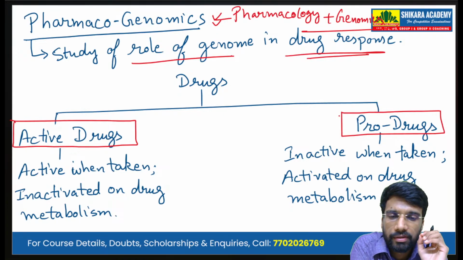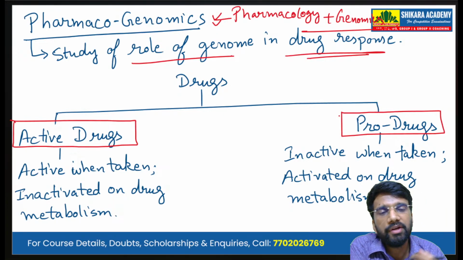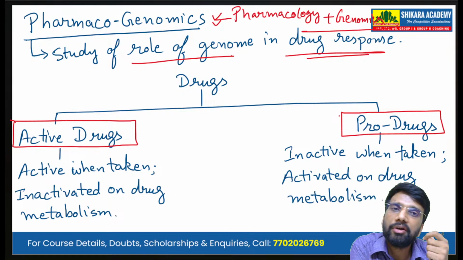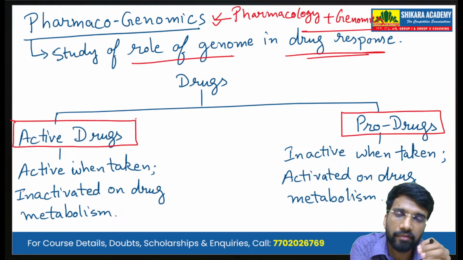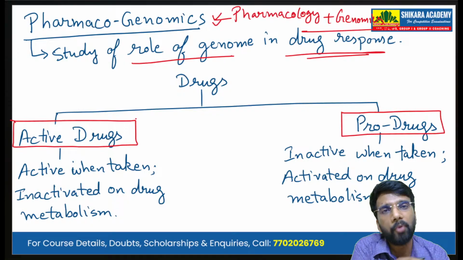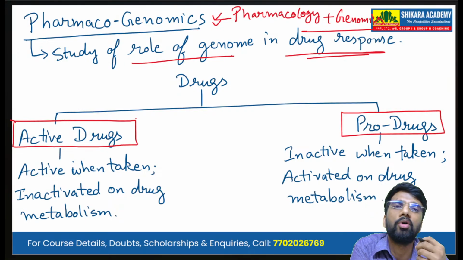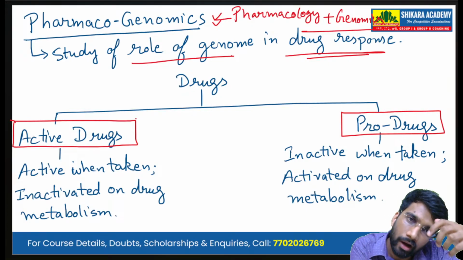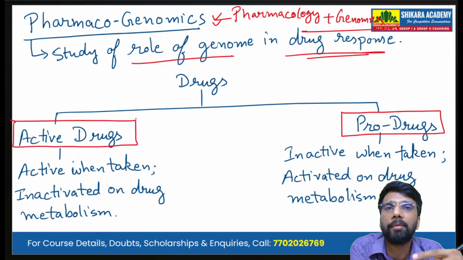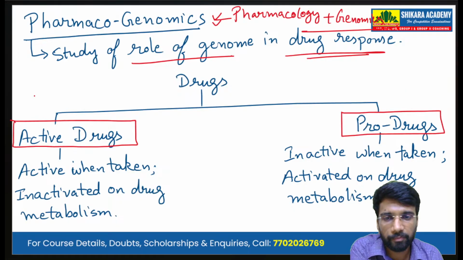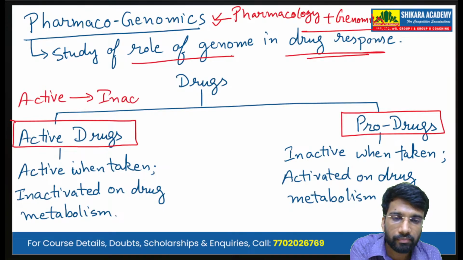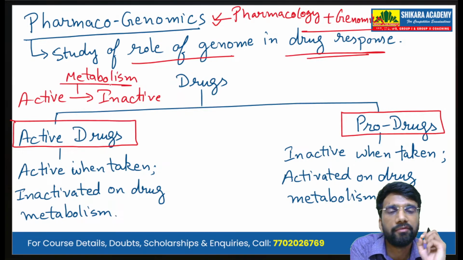So the active drugs are active when we take them. So they are in an activated form when we take them, and in our body, drug metabolism takes place. So there is breakdown of that particular drug molecule, and after the metabolism, that particular drug becomes inactivated. So from active when taken to inactive after the metabolism. This is the active drugs.